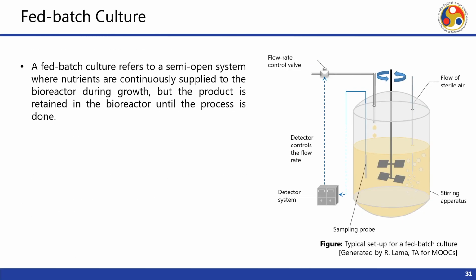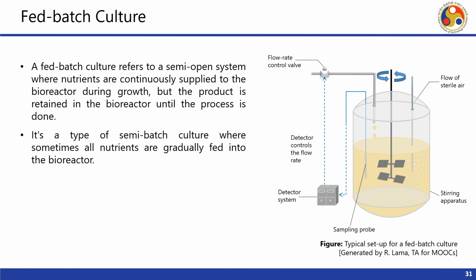Fed-batch culture. A fed-batch culture refers to a semi-open system where nutrients are continuously supplied to the bioreactor during growth, but the product is retained in the bioreactor until the process is completed. It is a type of semi-batch culture where sometimes all nutrients are gradually fed into the bioreactor.